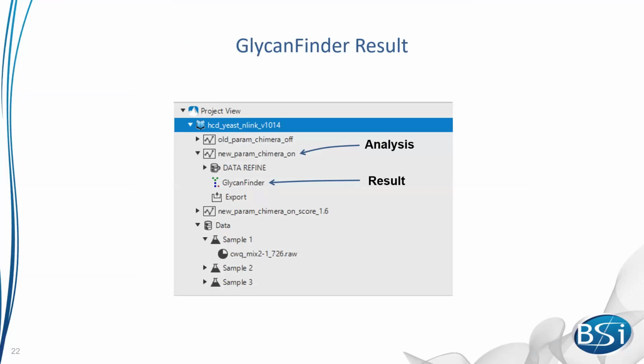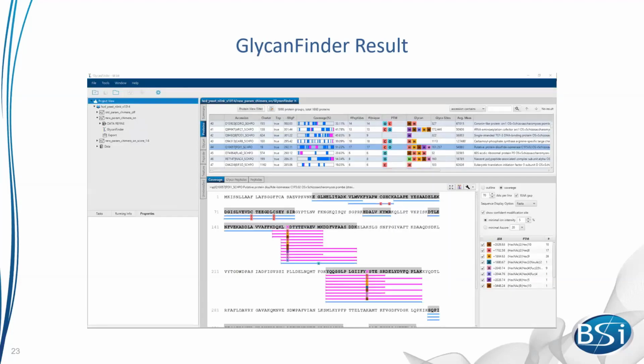And if you expand the analysis node, you can see the result components. The GlycanFinder search results will be in the GlycanFinder node. Just double click on it and you can see the results on the right-hand side. The results are organized in a similar way as our PixDB or PixPTM results in Studio.